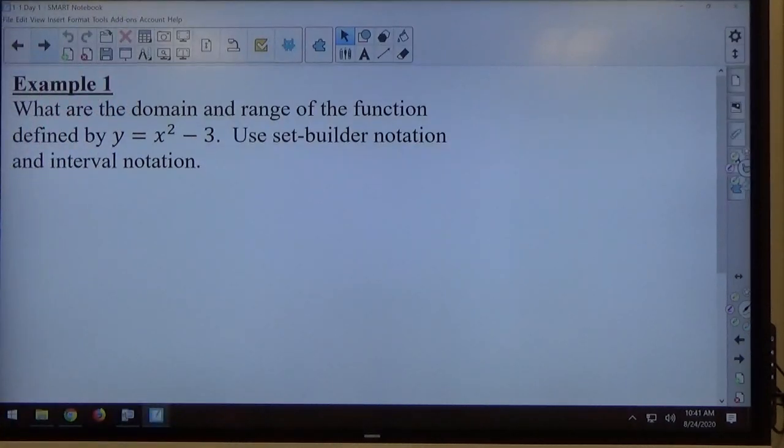Okay, example 1 asks us to find the domain and range of the function defined by y equals x squared minus 3. Use set builder notation, interval notation. We'll worry about what those mean in a moment. We'll first identify domain and range, figure out what they are.